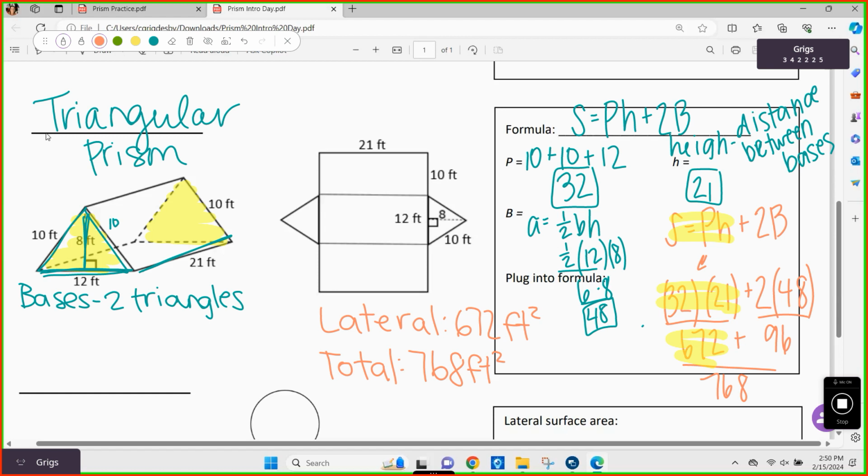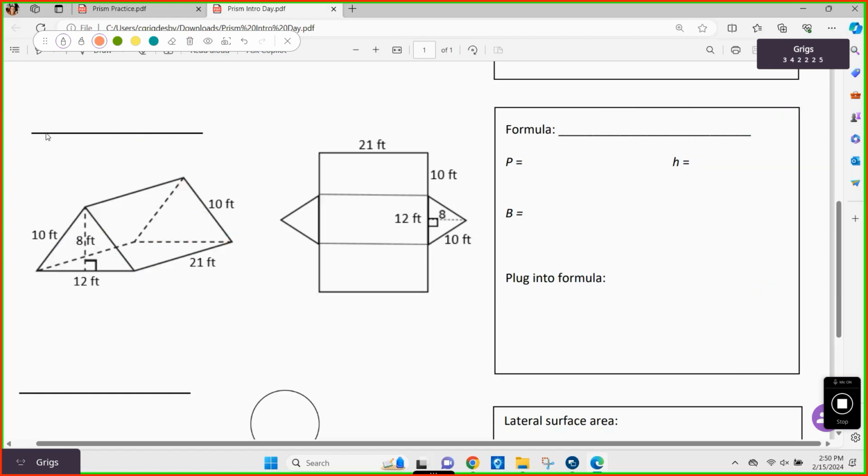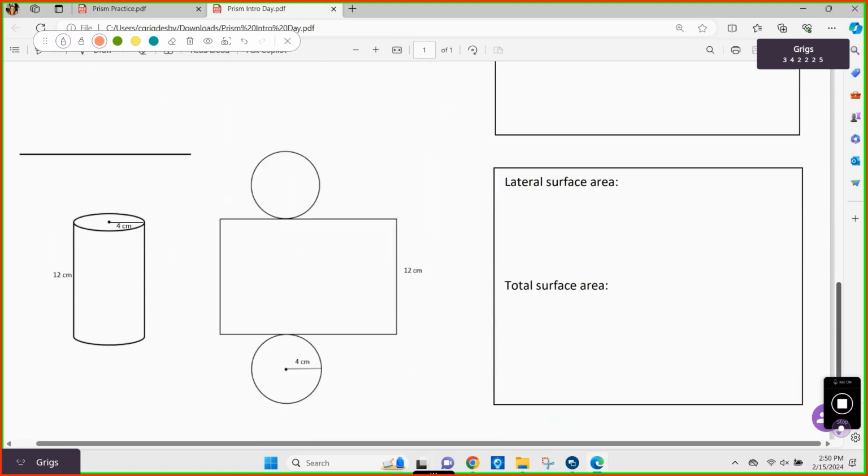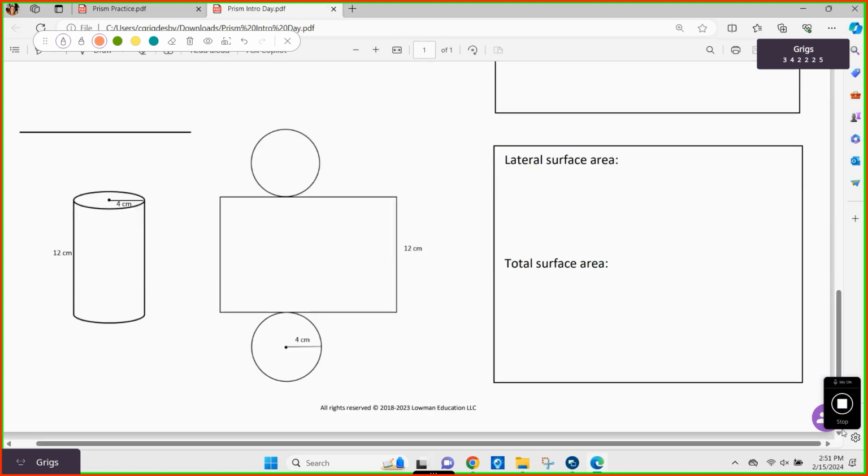Cool. Ready for that cylinder? Me too. And I just gave away the name. If you didn't know, it's a cylinder.